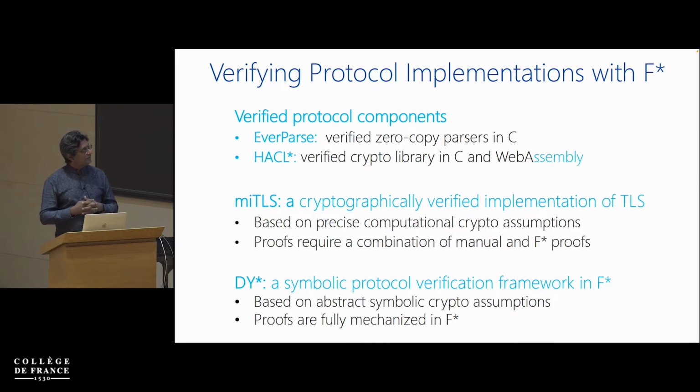So this example is called miTLS, which is a cryptographically verified implementation of TLS. What's interesting about miTLS is that, of course, it covers the entire protocol, but also that it's based on very precise cryptographic assumptions about each crypto primitive, because that allows us to really account for weakness in crypto and strength in crypto and reason about it. But the converse is that the proofs in miTLS require a combination of manual crypto proofs and a larger chunk of F* proofs. So it's a kind of hybrid proof methodology.